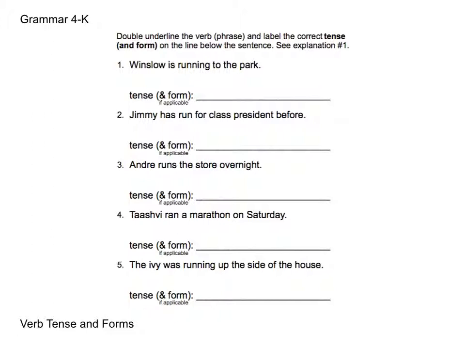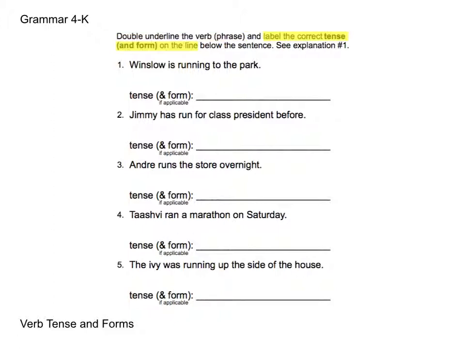The directions start with you double underlining the verb and verb phrase. Please do this. Don't make this the reason you get these wrong. It's such an easy task, and it's going to help you so much to identify the next part of the activity. So always double underline your verb or verb phrase.